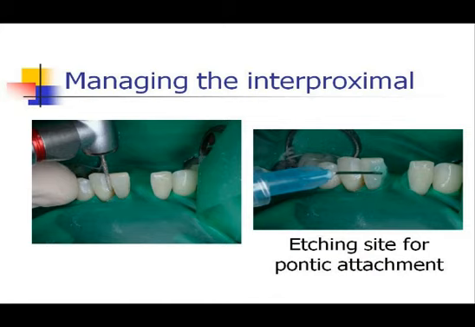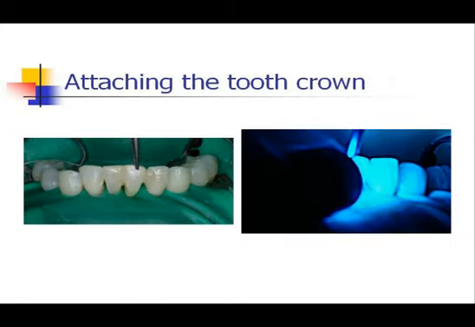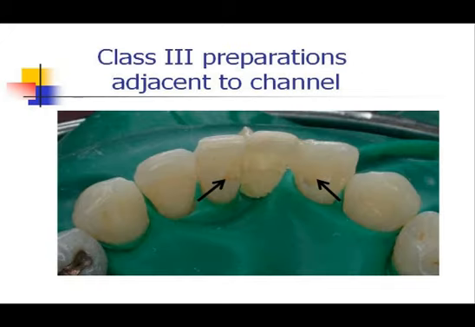So I etch for 15 to 30 seconds on the mesial of each tooth, holding the tooth crown with the cotton pliers. I place it in the orientation that I want, and then I light cure it. The pontic is now in place. With the pontic in place, I'll now extend my Class 3 preparations to be at the same height as the channel on the lingual surface of the natural tooth pontic.